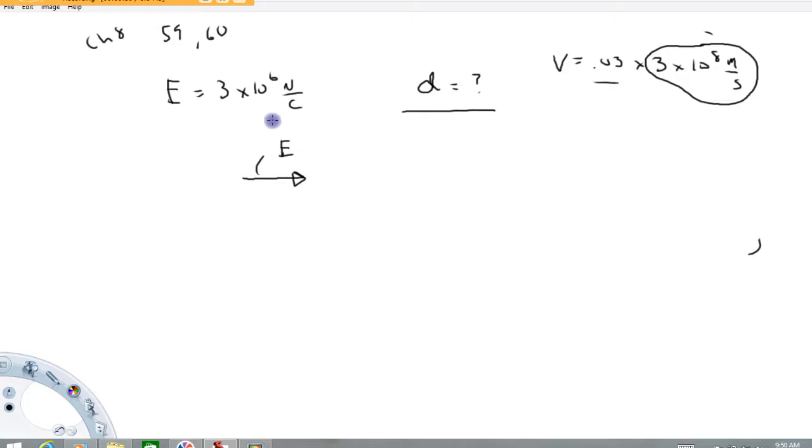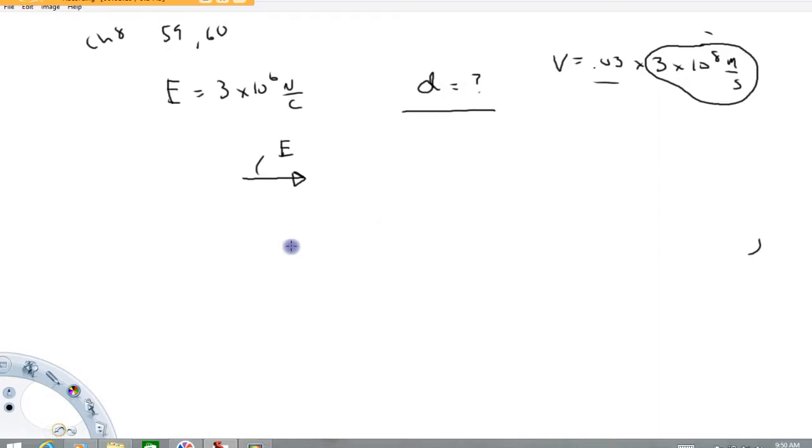We're not told much about it, but I'm going to assume that electric field is the same everywhere, meaning if I pick a point here, 3 times 10 to the 6th, I'm sorry, not meter per second, Newton per Coulomb. Anyway, here, 3 times 10 to the 6th Newton per Coulomb, here, here, here, here. We're going to assume that that electric field is the same everywhere.